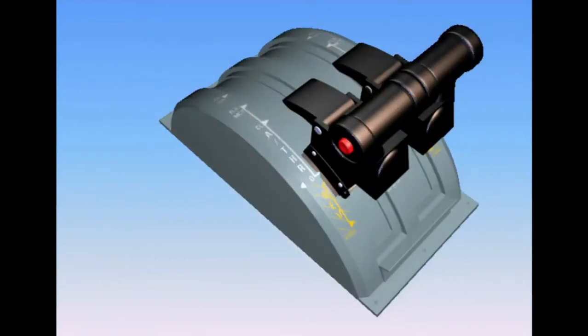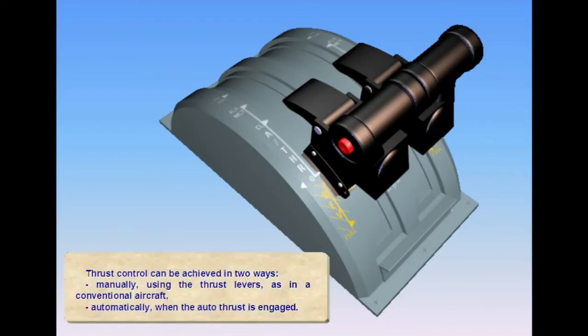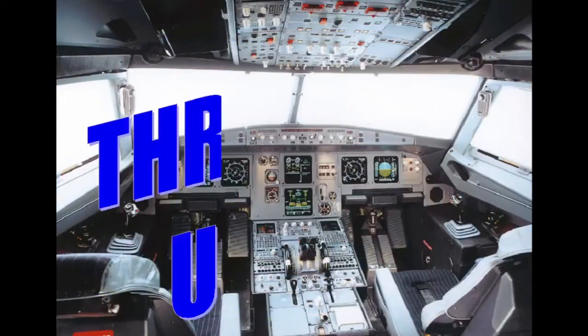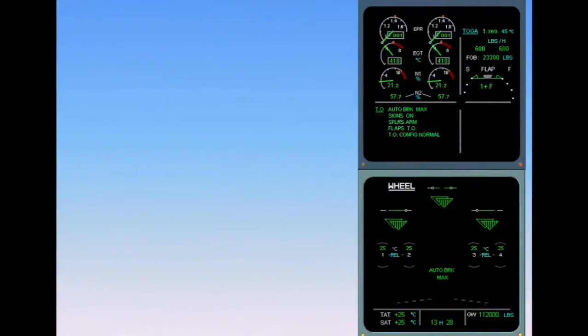Thrust control can be achieved in two ways: manually, using the thrust levers as in a conventional aircraft; automatically, when the auto thrust is engaged. On the ground, the thrust limit mode is Toga or Flex. The selected mode is displayed in the upper right-hand corner of the engine warning display. Toga represents the maximum thrust available from the engine for the actual outside air temperature, OAT, of the day. The EPR rating limit displayed alongside the selected mode indicates the related EPR value.